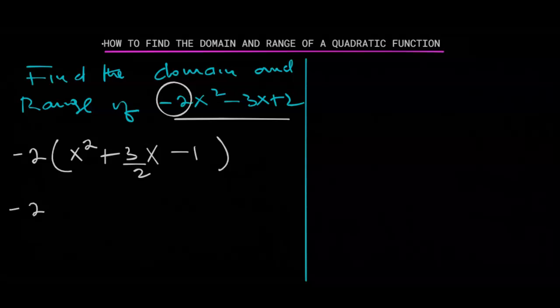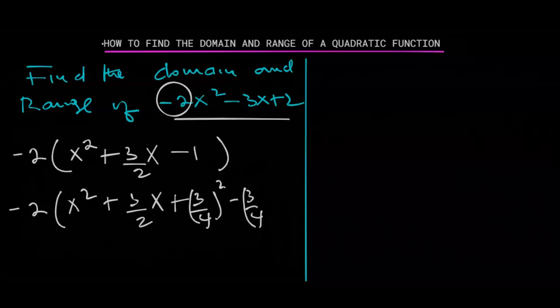Now let's find half the coefficient of x. So plus 3 over 2 x. Half of 3 over 2 is 3 over 4. So let's square it. And then let's subtract it again. Remember, we have minus 1 here, then we bring it.